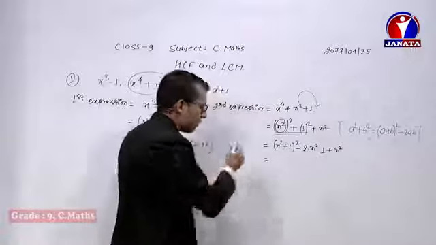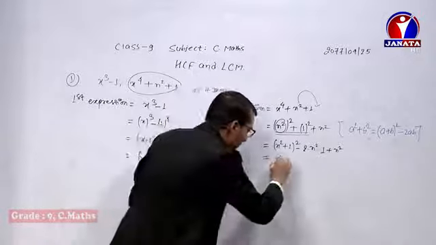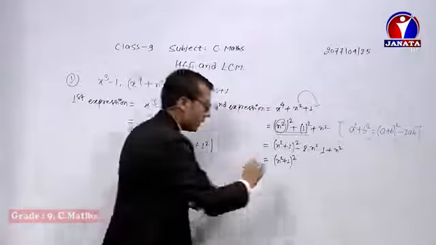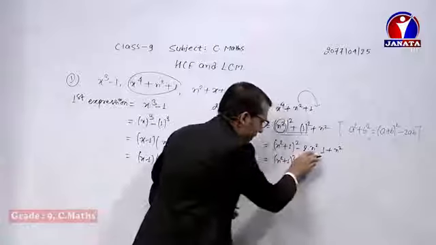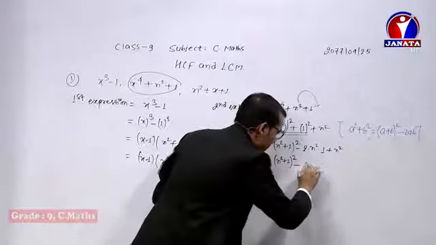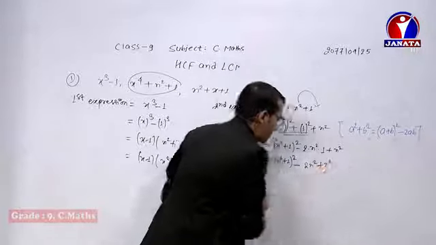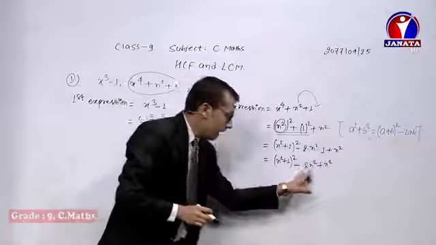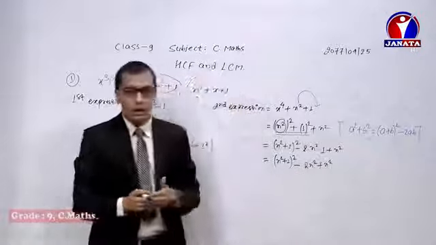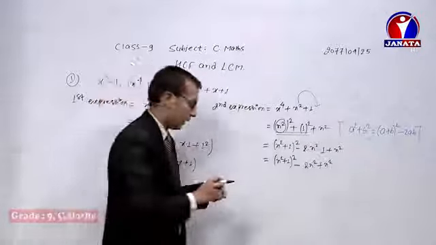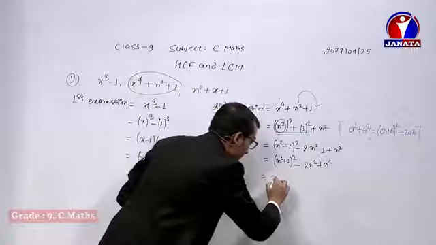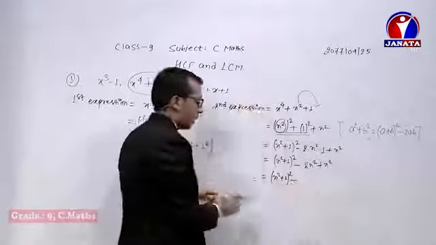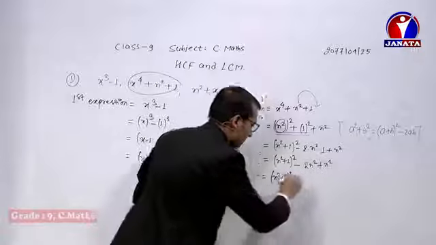Let me move into next step now. x² + 1, so I am writing this same, minus 2 times x² times 1 is 2x², plus x². So these two are like terms. Minus 2x² plus x² are like terms, so you can subtract. This is (x² + 1)² minus, what is minus 2x² plus x²?